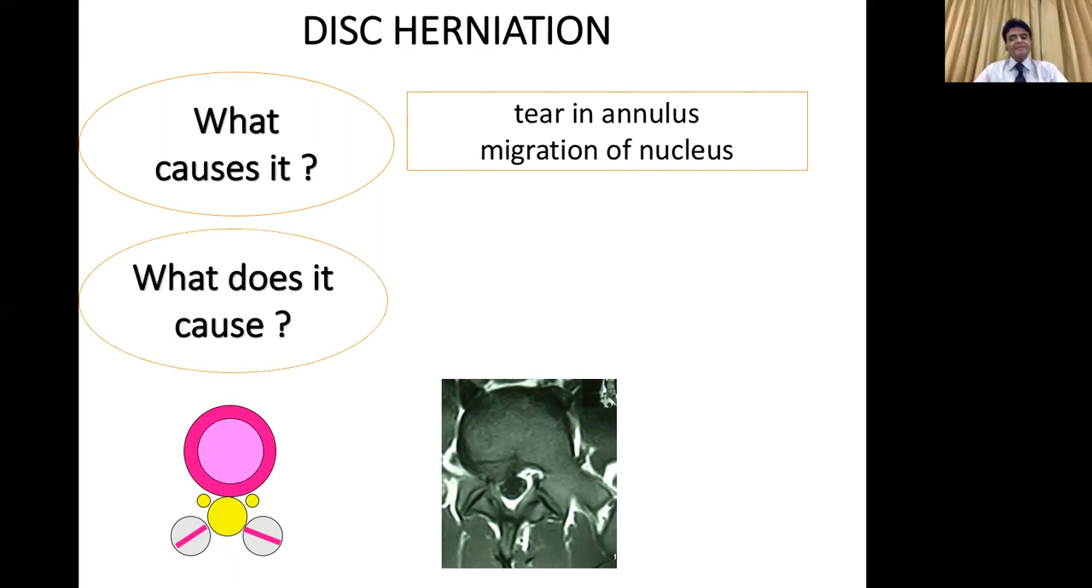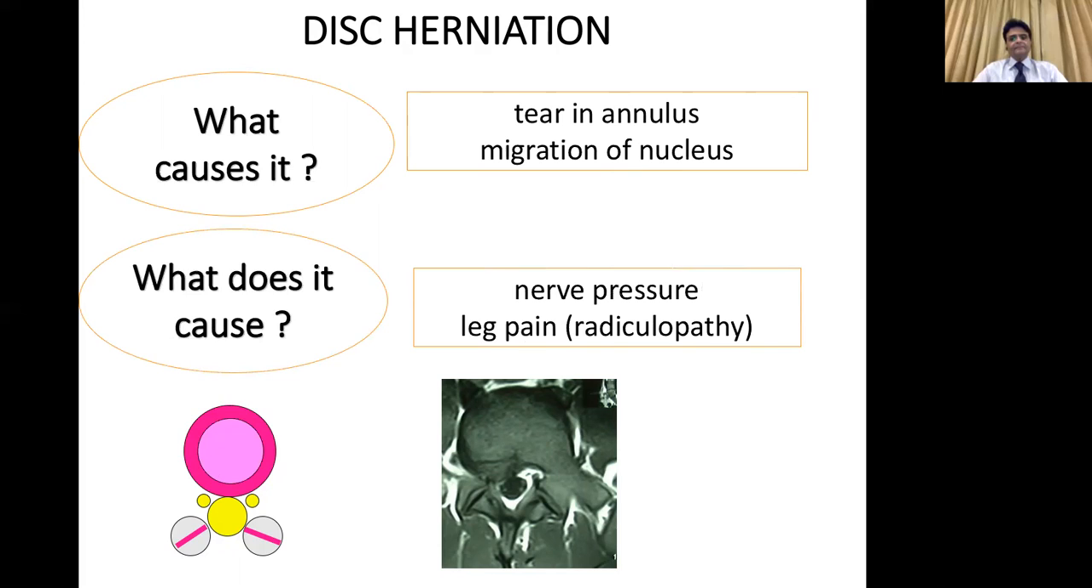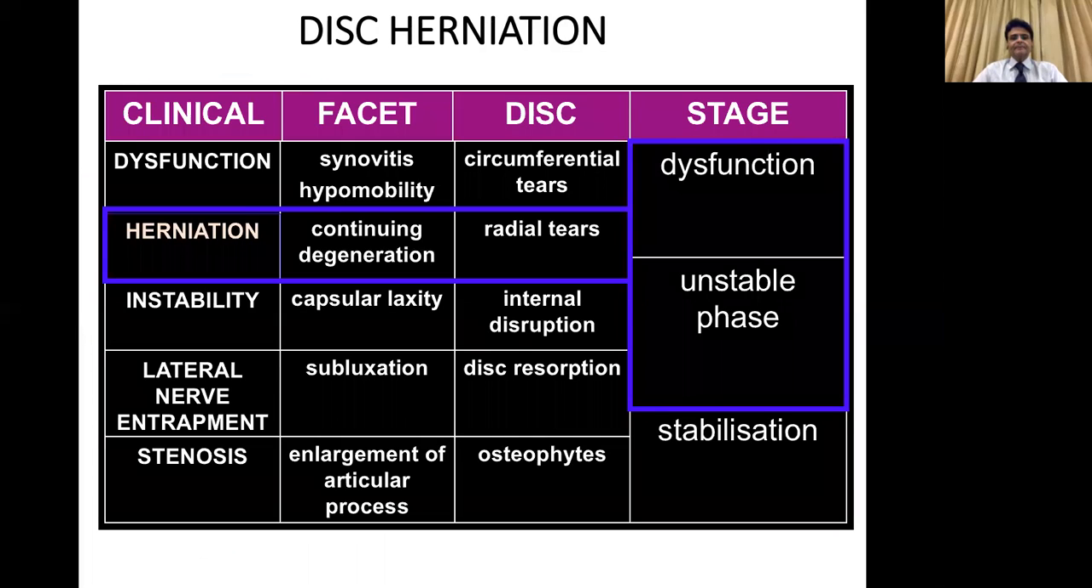What does this cause in turn? It causes nerve root pressure, which gets translated into leg pain or radiculopathy. Schematically, the nucleus comes out and irritates the nerve, usually on one side. It goes through the dysfunction, unstable, and stabilization phase, not just in the disc, but in the facets, and follows clinically.